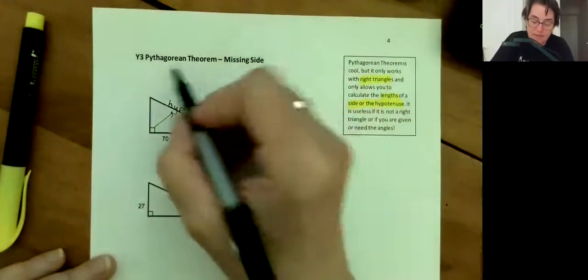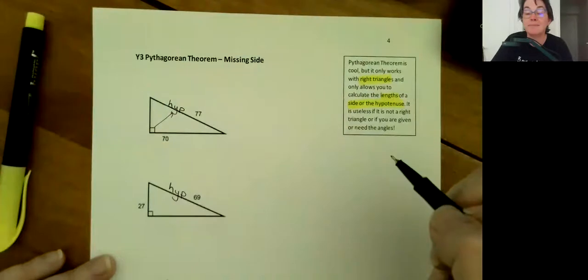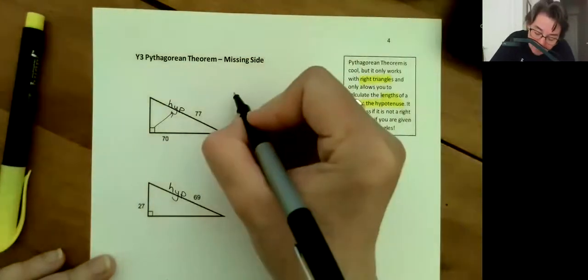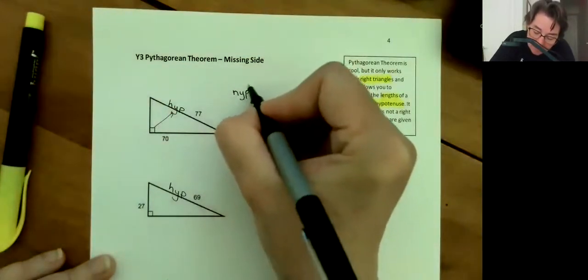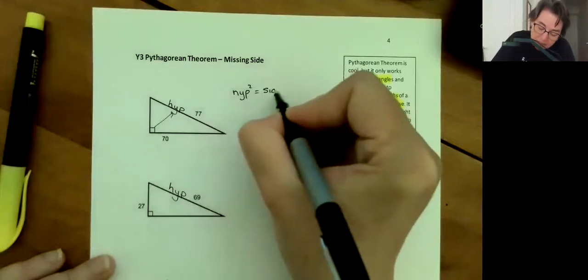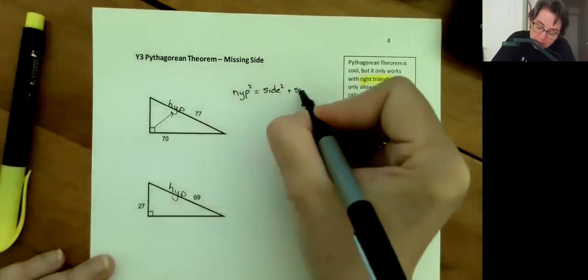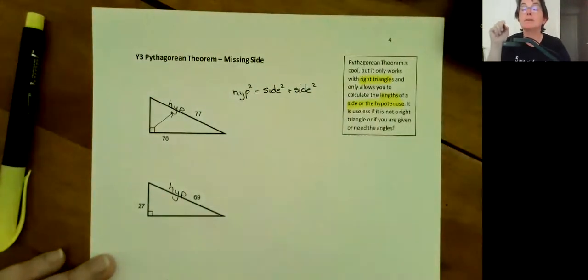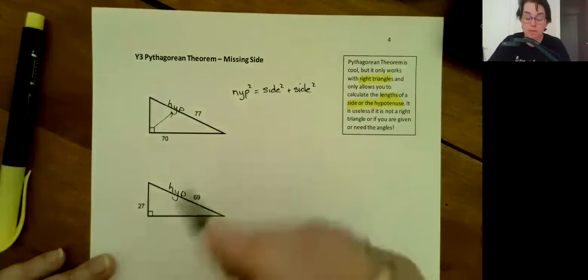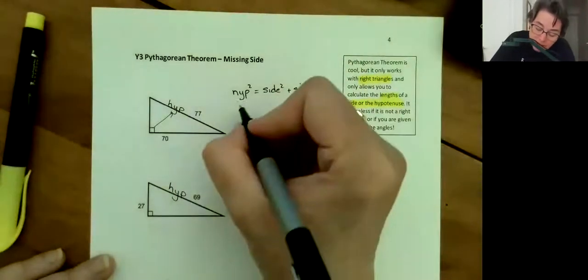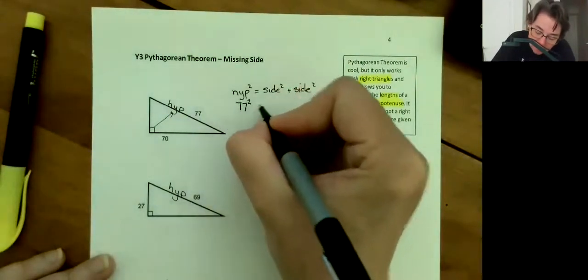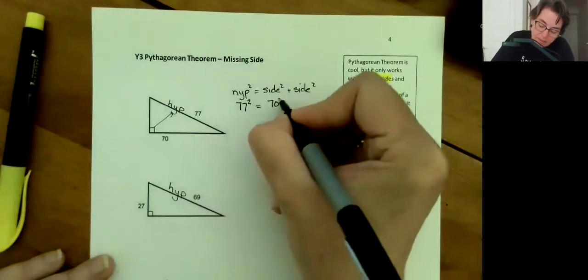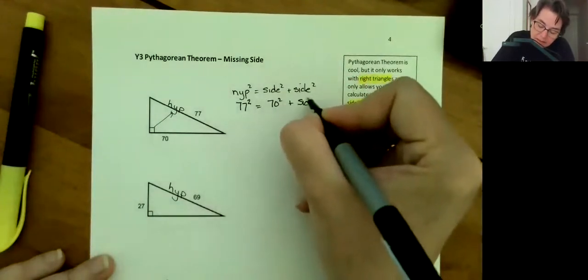So our formula, we have Pythagorean's theorem. It's the only one we got. Hypotenuse squared is equal to side squared plus side squared. This is where students, for lack of a better phrase, make mistakes. You need to be careful because in these ones, we know what the hypotenuse is. So 77 goes here, is 70 squared plus side squared.